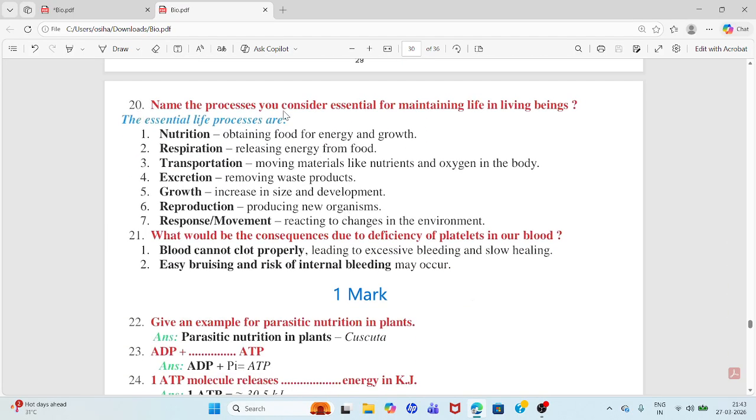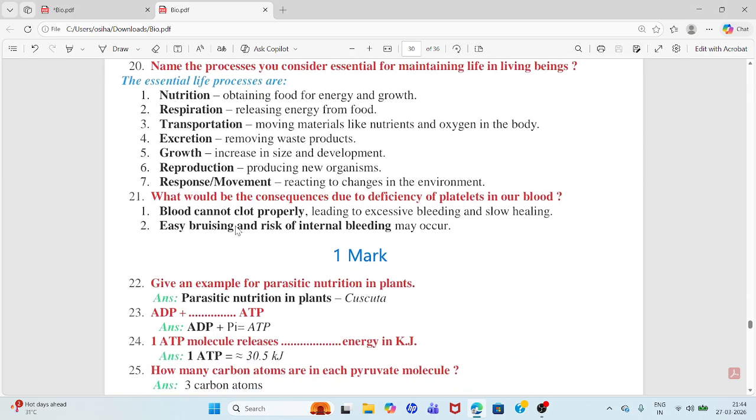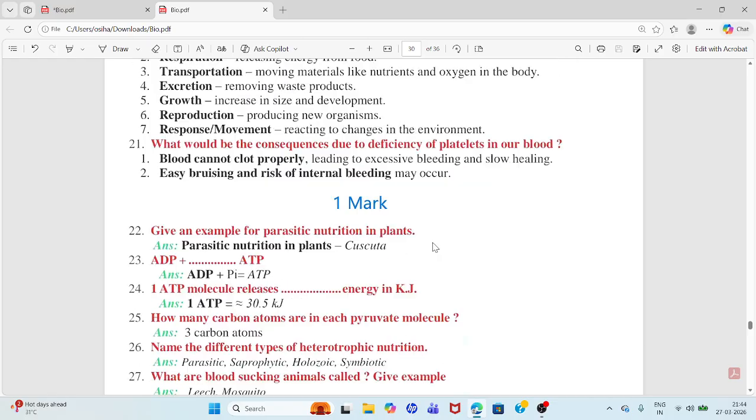Question 20. Name the processes you consider essential for maintaining life in living beings. So these are the essential life processes: nutrition, respiration, transportation, excretion, growth, reproduction, response or movement. Question 21. What would be the consequences due to deficiency of platelets in our blood? First, blood cannot clot properly, leading to excessive bleeding and slow healing. Easy bruising and risk of internal bleeding may occur.